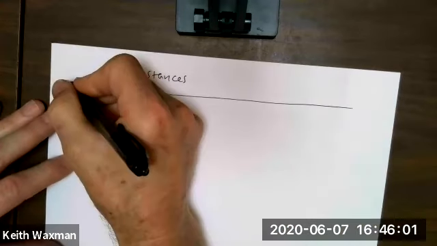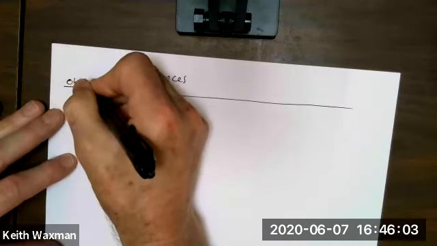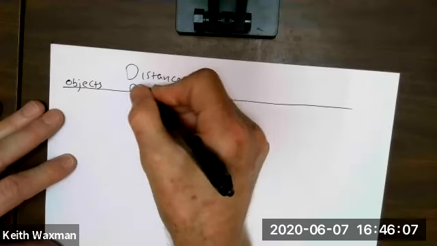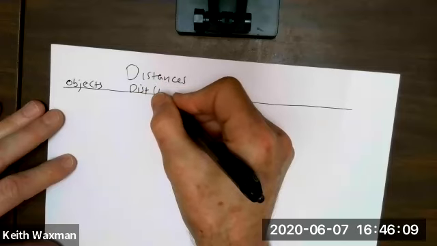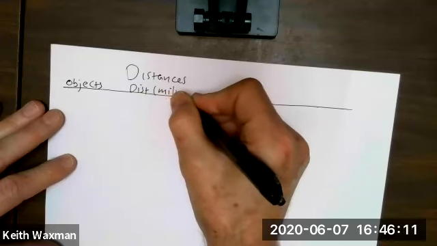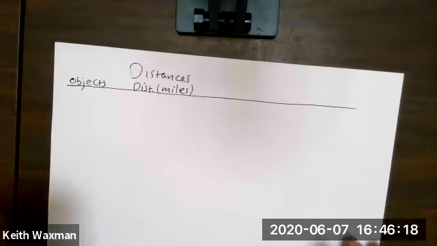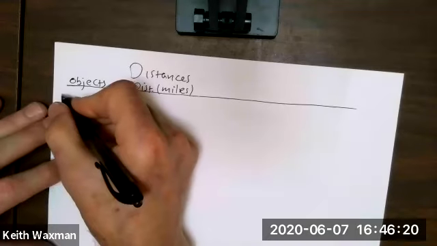Let's put a line here. Let's put objects. Let's put the distance here in terms of something we might be used to, miles. Distance in terms of miles. And let's start our list. We're going to put some more things here too. So the first thing we're going to talk about is this.